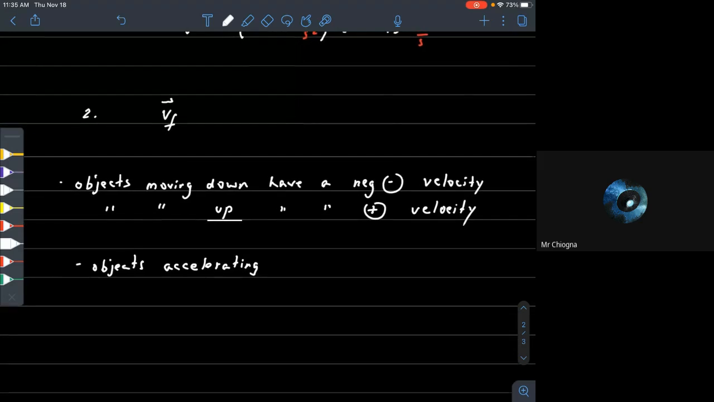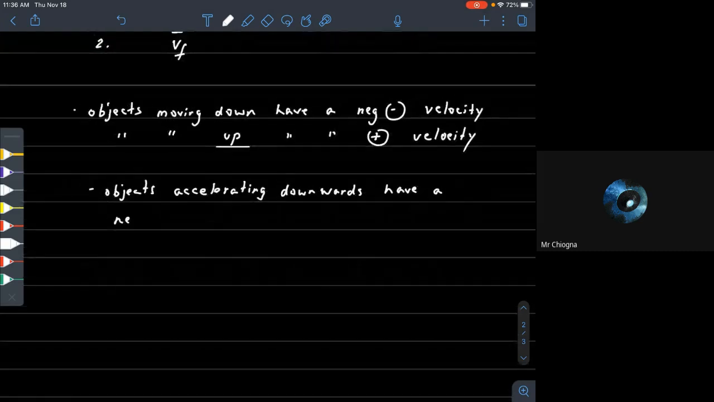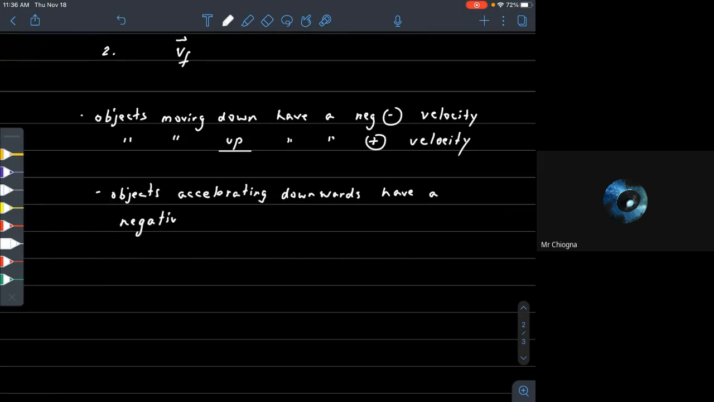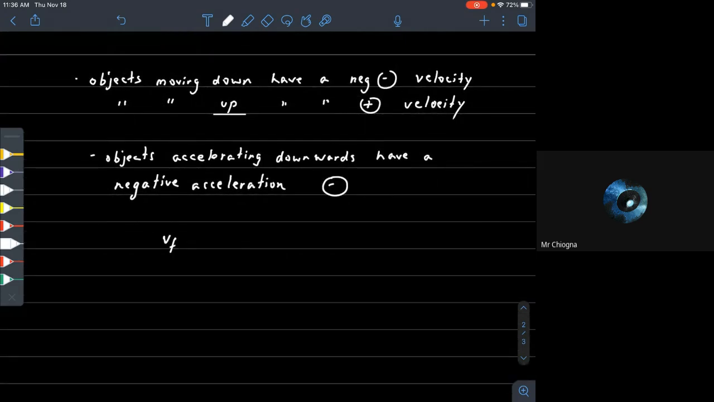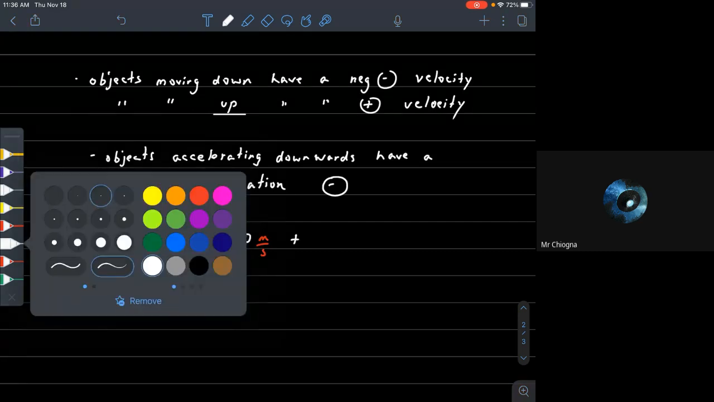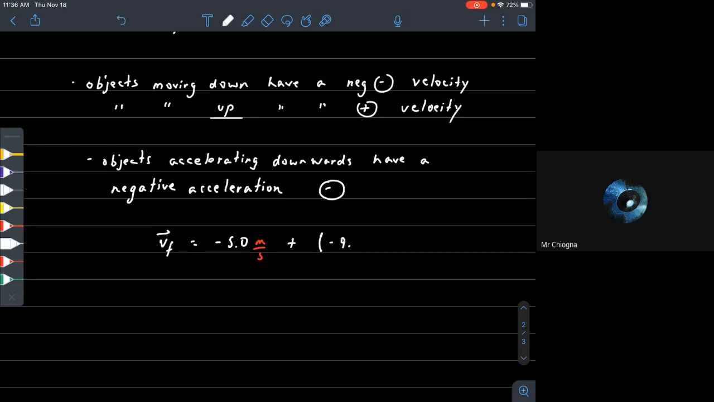Objects accelerating downwards have a negative acceleration, indicated obviously by a negative sign. So we'll keep that in mind. I'm going to rewrite the equation they gave us. In front of the 5, I'm going to put a negative because this refers to an object moving down. And I'm going to change the units to red. And in this case, instead of positive, I'm going to write negative.